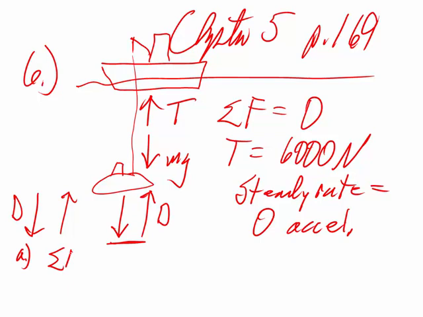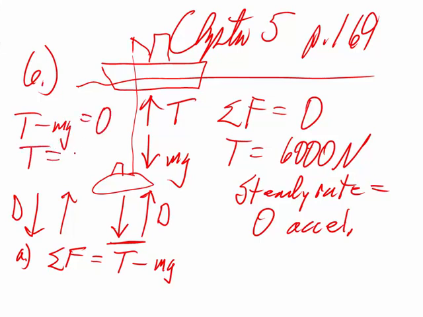Well, we know that the sum of all forces is equal to what? Well, we've got the tension minus the gravity, or the weight, excuse me. All right, and since it's moving at a steady rate, that is the weight. Okay, you follow me? Because look, T minus mg is equal to 0. Then that means T is equal to mg. That's how I got that.